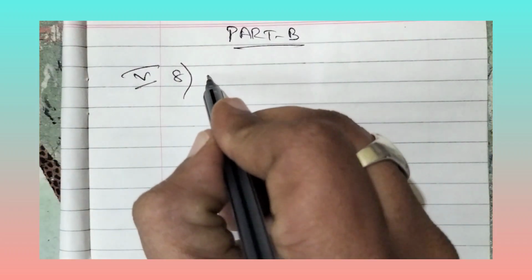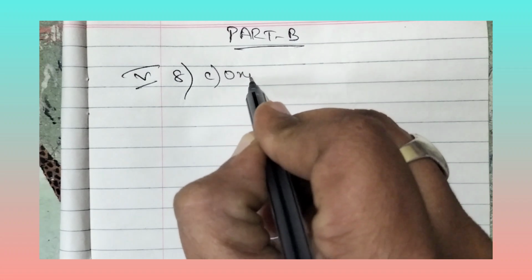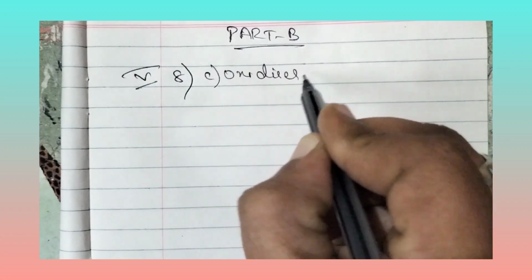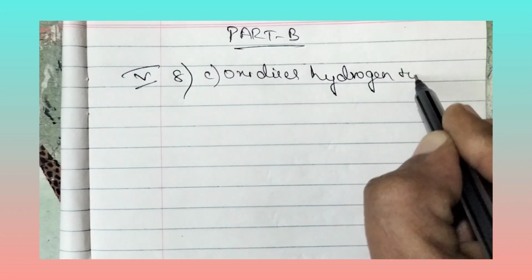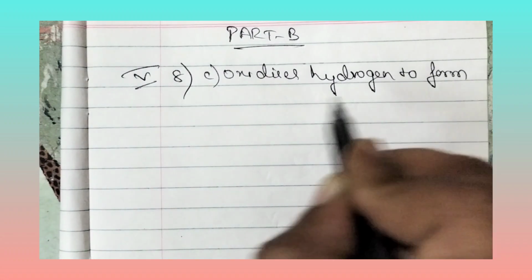So for the 8th question, option C: oxidizes hydrogen to form water.